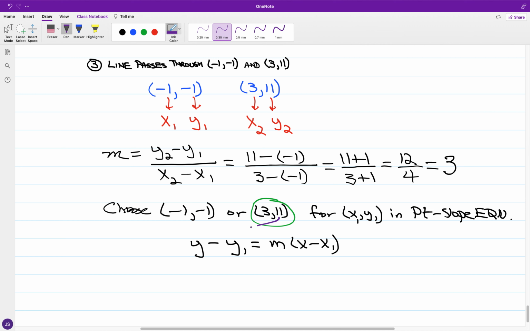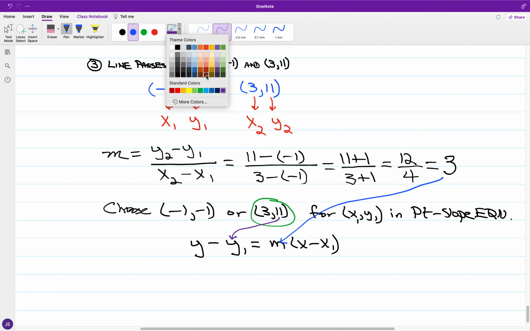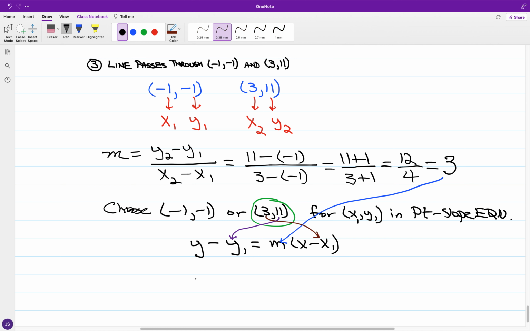So we got 11, that will represent y1, and we have, in the case of m, you had the slope to be at 3, and also for the 3 in the 3, 11, that was in reference to x of 1. All right, so just filling in the numbers: we have y minus 11 is equal to 3 times the quantity of x minus 3. So this is our point slope equation.